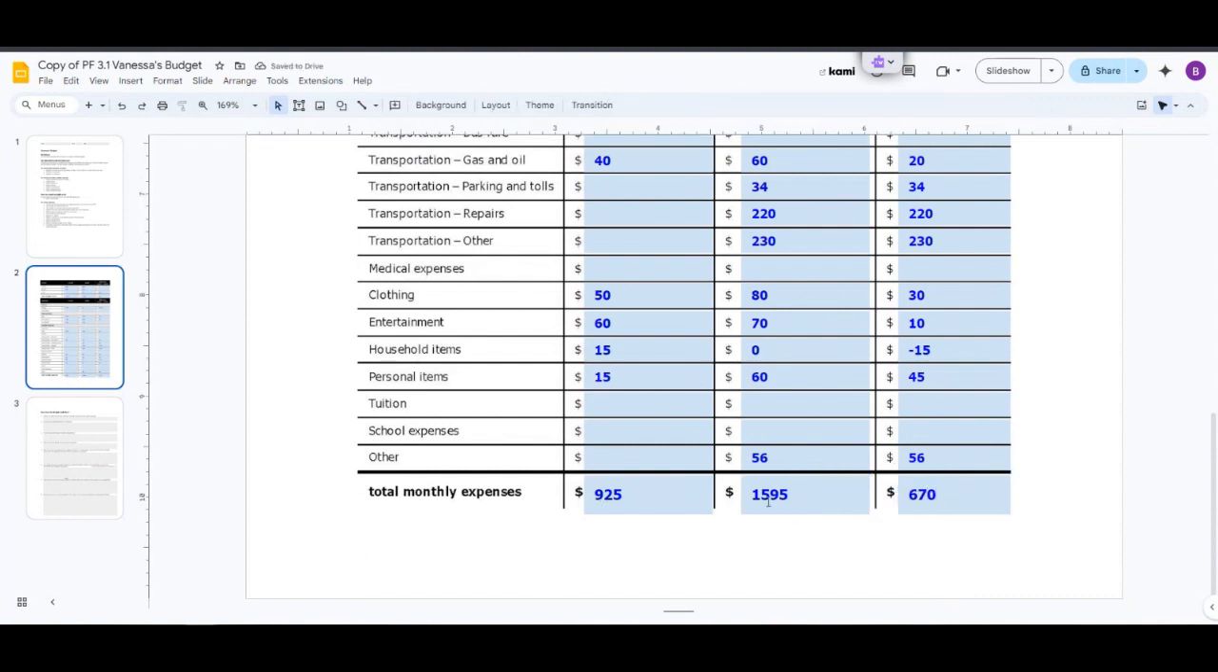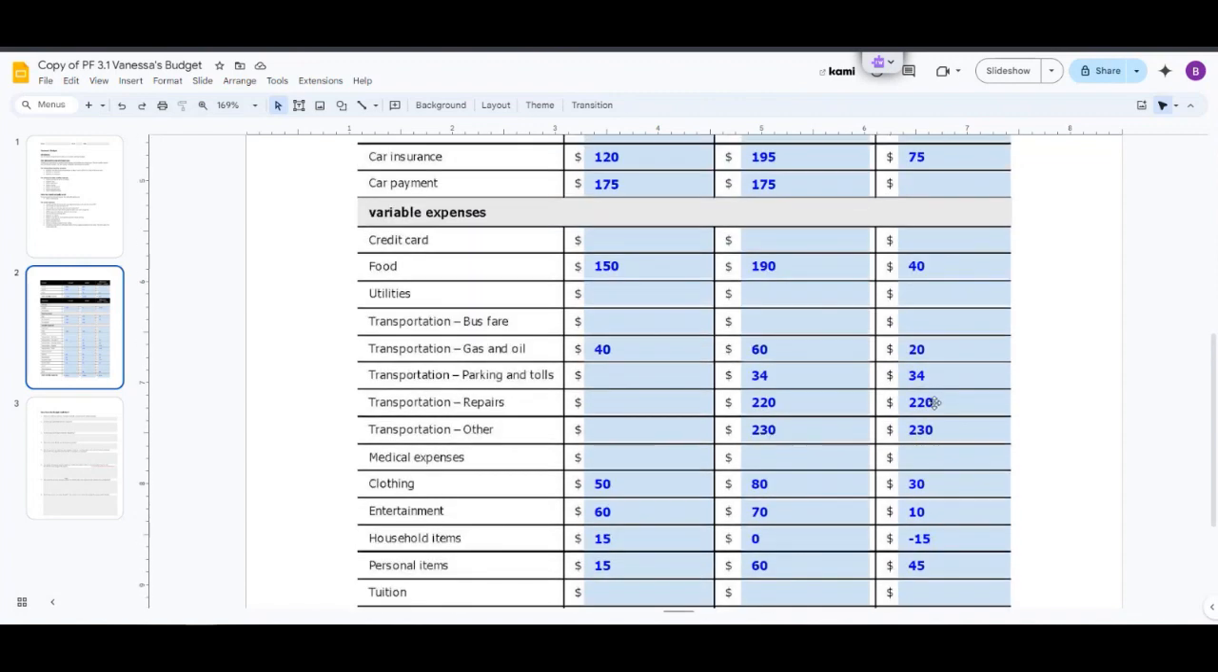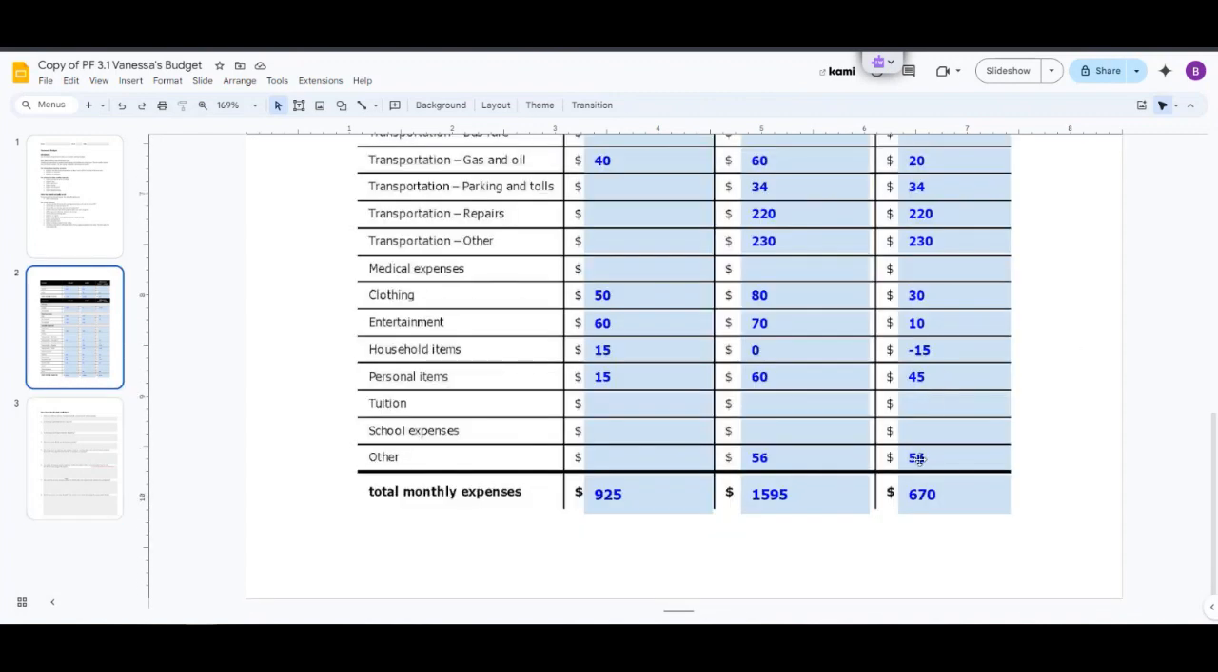And we can double check that by taking the difference here. 1595 minus 925 is also 670. So the difference here should be the same as the sum of all the individual differences. And in this case, it does. All right. So that's a quick check to make sure that you're at least on the right track.